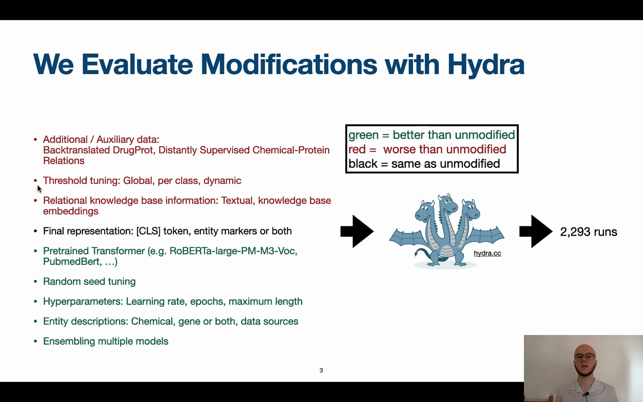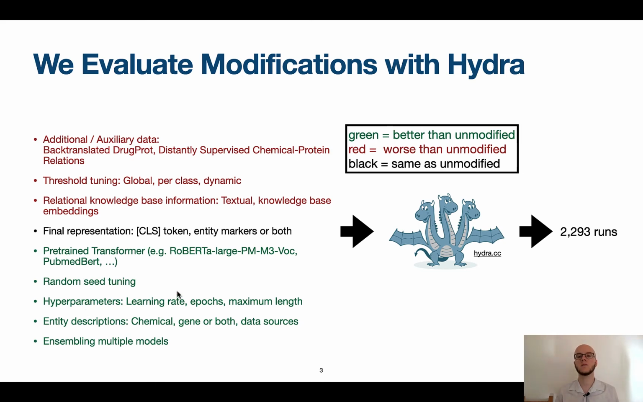What didn't work was to add additional and auxiliary data from different sources. Tuning the thresholds for the different relation classes didn't work. Including relational knowledge base information in the form of text or knowledge base embeddings didn't work. And it didn't matter much what the representation of our text in the sentence classification is. What worked was to try different pre-trained transformers, which had a lot of impact. Also random seed tuning improved results, and optimizing the learning rate, the epochs, and the maximum length of the sentence had a lot of impact. We also found that adding textual entity descriptions for the chemicals worked, and ensembling multiple models had a positive impact.